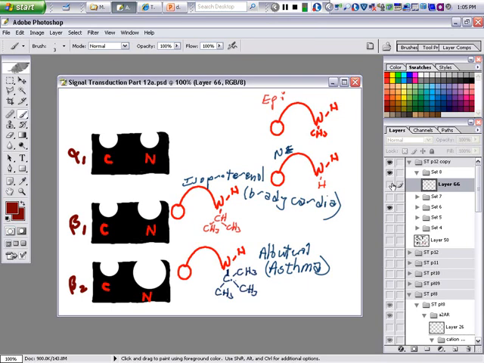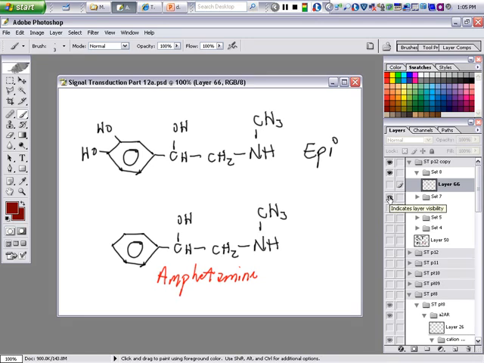What is it used for? Asthma. What is the name of the sympathomimetic drug that has an isopropyl group on it? Isoproterenol. That's why it's called isoproterenol. Okay, what receptor does it bind to pretty well? Beta 1. What condition is it used for? Bradycardia. Very good. What is bradycardia? Slow heartbeat. Very good.